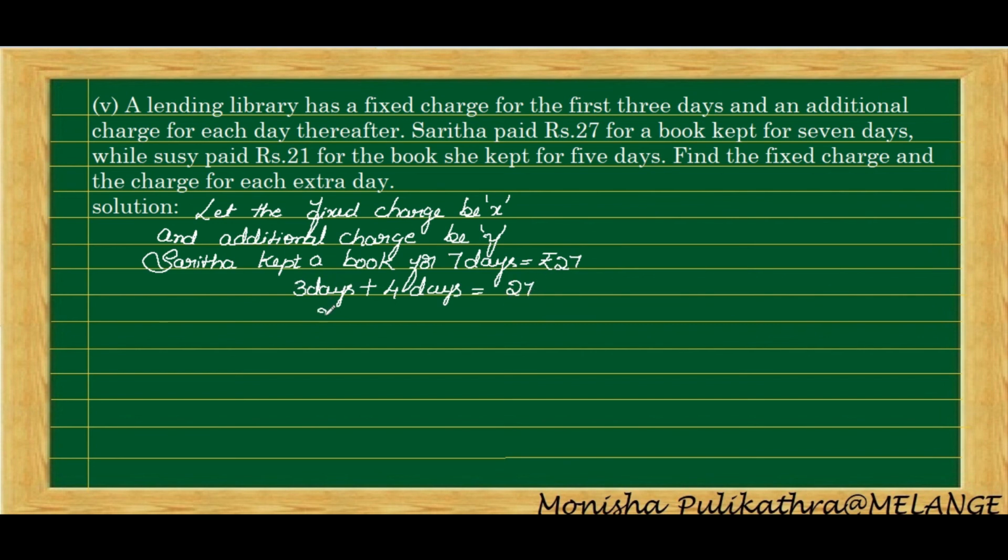So 3 days is fixed charge, that is x. Next, 4 days is additional charge, and we don't know both. And the total is 27. Let this be equation number 1.